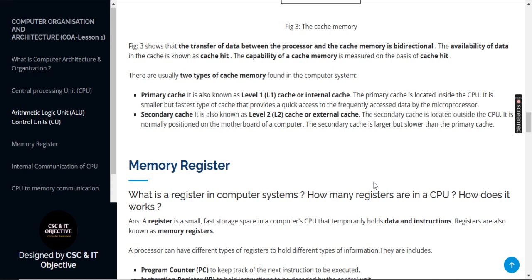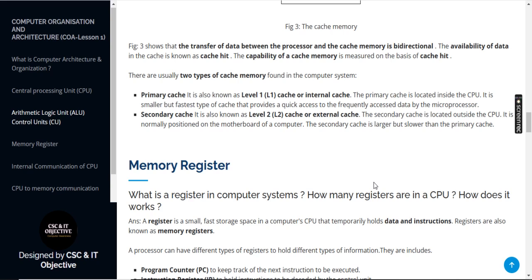There are usually two types of cache memory found in the computer system. First of all is primary cache, second is secondary cache. Primary cache is also known as the level 1 or L1 cache or internal cache. The primary cache is located inside the CPU. It is a smaller but faster type of cache that provides quick access to the frequently accessed data by the microprocessor.